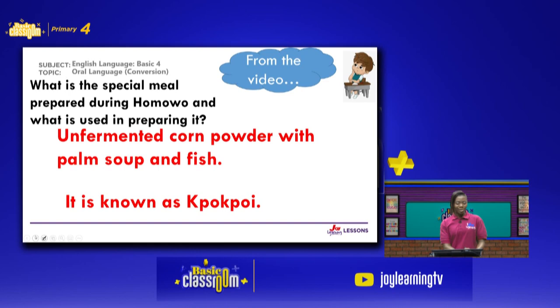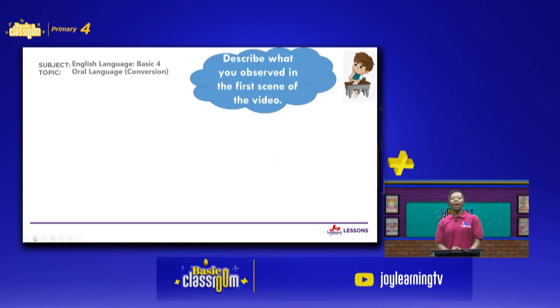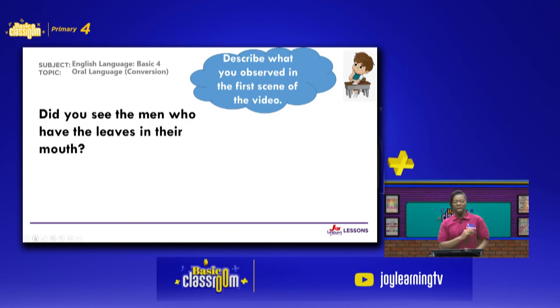Now, let's go on. Apart from the people who celebrate it, where it is celebrated, when it is celebrated, and the food we use in celebrating it, there were lots of other things going on in the video as well. Now, I want you to do this. Describe what you observed when you were watching the video. In the first scene that came in the video, what were your observations?